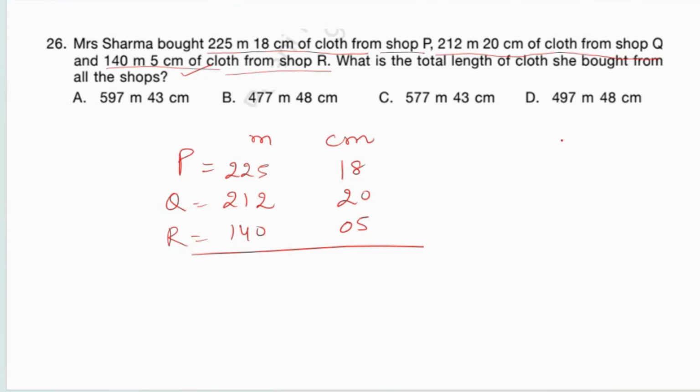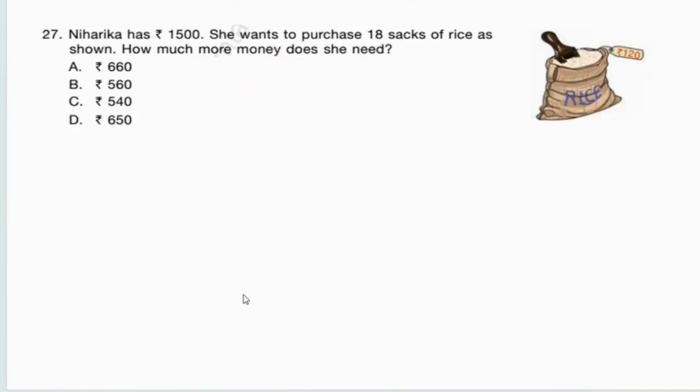So 5, if you write 50, it will become 50 centimeter. So they are talking about 5 centimeters, it will be 0. Add it, 8 plus 5 is 13, carry 1. 1, 1, 2 and 2 is 4, 43 centimeter. 5 and 2, 7. 2, 1, 3, 4, 7. 2, 2, 4, 1, 5. So 577 meter, 43 centimeter will be my answer.